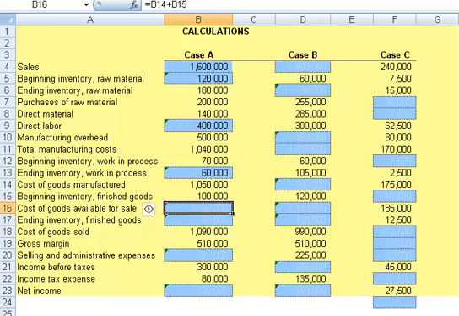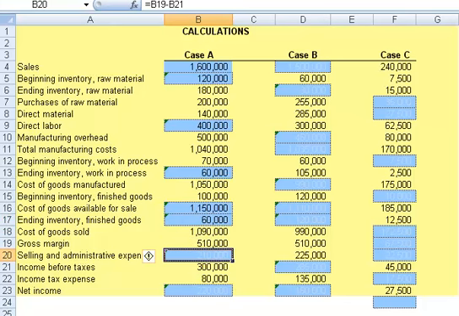Okay, cost of goods available for sale. Cost of goods available for sale requires us to take the cost of goods manufactured and add in the beginning inventory, and that's what we come up with to derive cost of goods available for sale. Then we can derive ending inventory this way: take beginning inventory plus the cost of goods manufactured and subtract out the cost of goods sold, and you force the difference, which was ending inventory of finished goods.